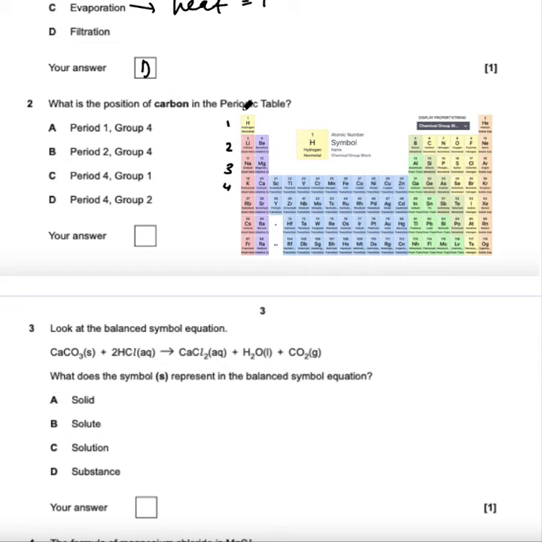And when you go down, this is group 1, group 2, group 3, 4, 5, 6, 7, 8, and so on. And carbon is over here. So that would mean carbon is in period 2, group 4. Therefore, it's B.